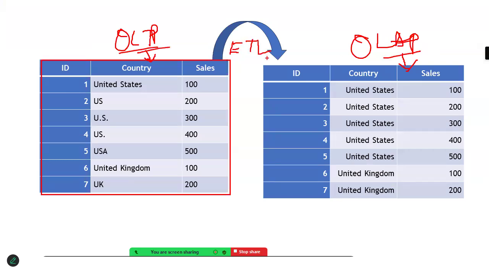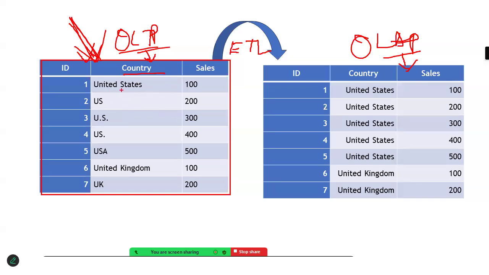Generally, when we get data into the OLTP, it comes from different people, guys. Let's say in Flipkart, thousands of customers will go and place orders, right? When thousands of customers are placing orders, different people can input the data in different formats.